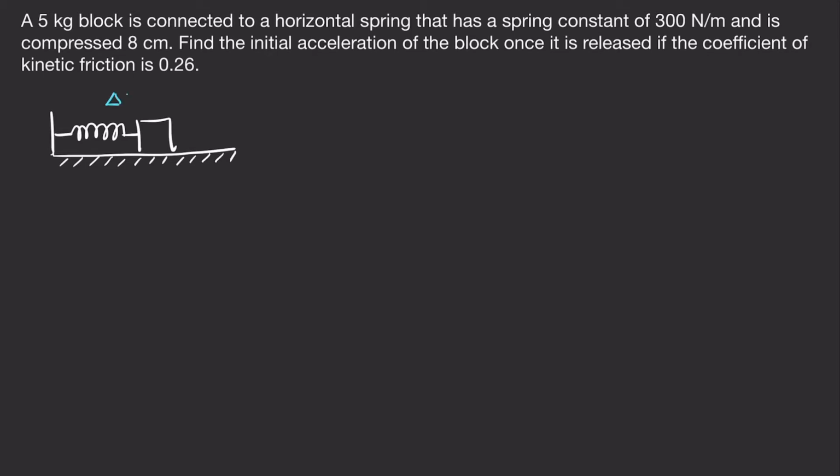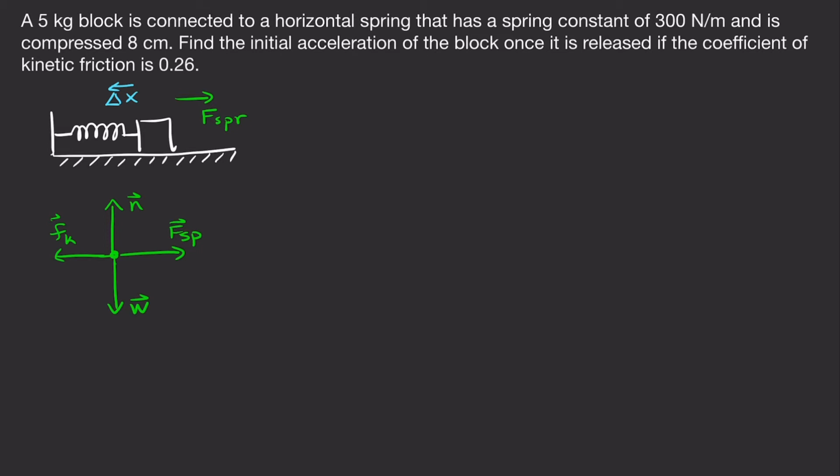So this compression has been displaced to the left since it's being squeezed, and so that means our spring force is going to be to the right. And so if I draw a free body diagram with all my forces, this block has a weight going straight down, has a normal force from the floor pushing it up, and then the spring force to the right. Once it starts moving to the right, it will have a force of kinetic friction that is to the left.